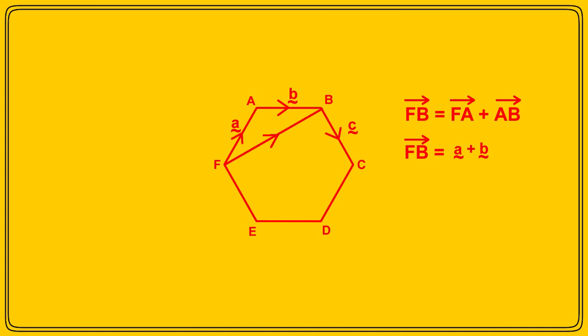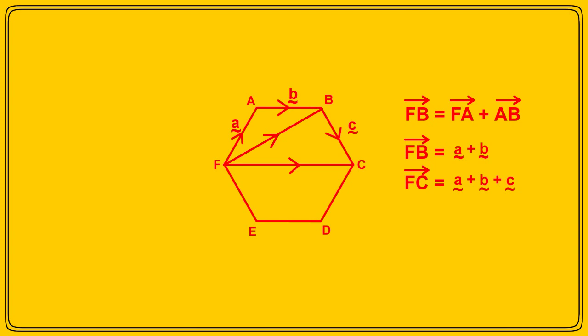And I'll be getting back to that in the next video, because there's one other point we need to cover before we can tackle that. Just before we leave this diagram, can you see how to express the vector FC in terms of vectors a, b and c? The answer, of course, is that FC equals a plus b plus c.